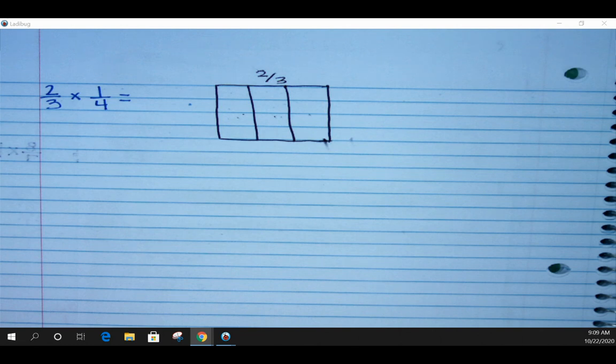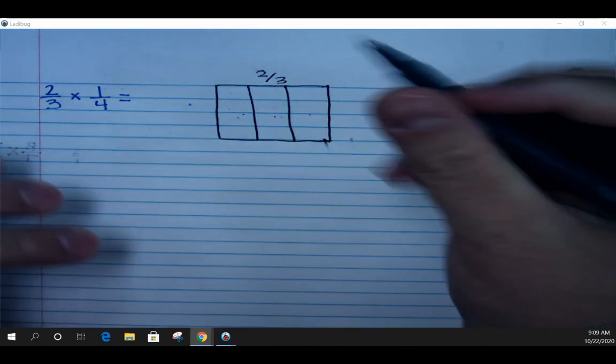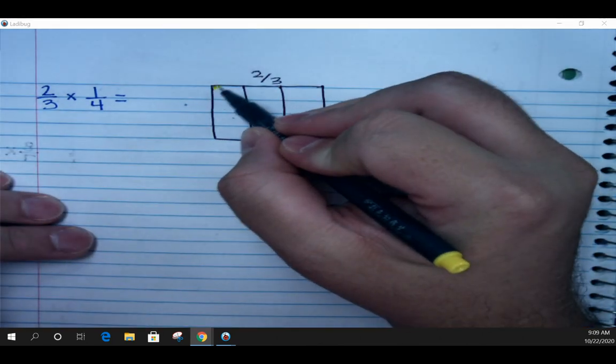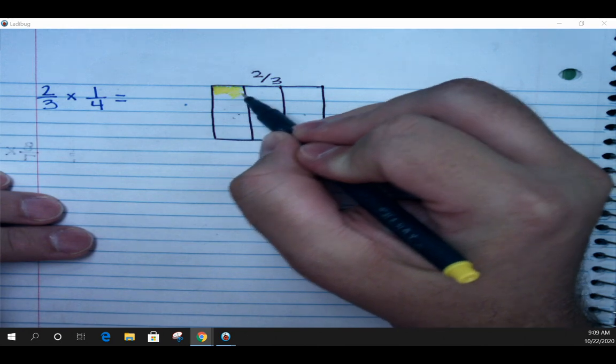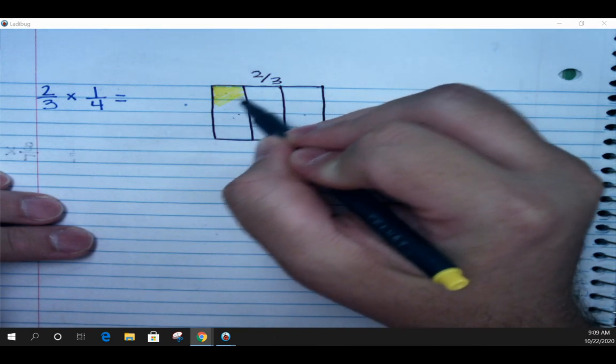Law, have you done it? How many am I going to shade? I'm going to shade 2. And I'm going to go in with my yellow. Miss Coco's wild today.